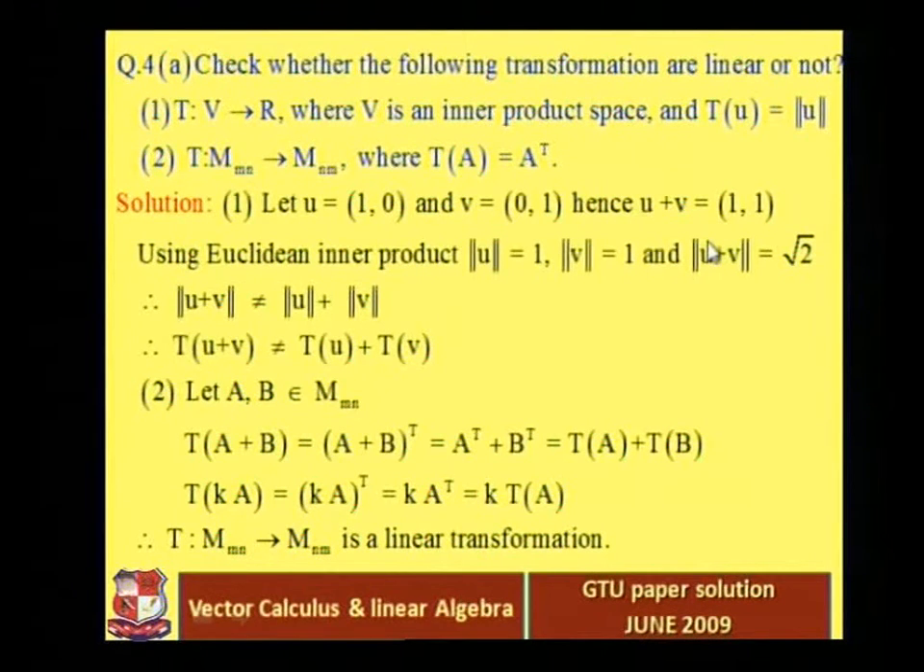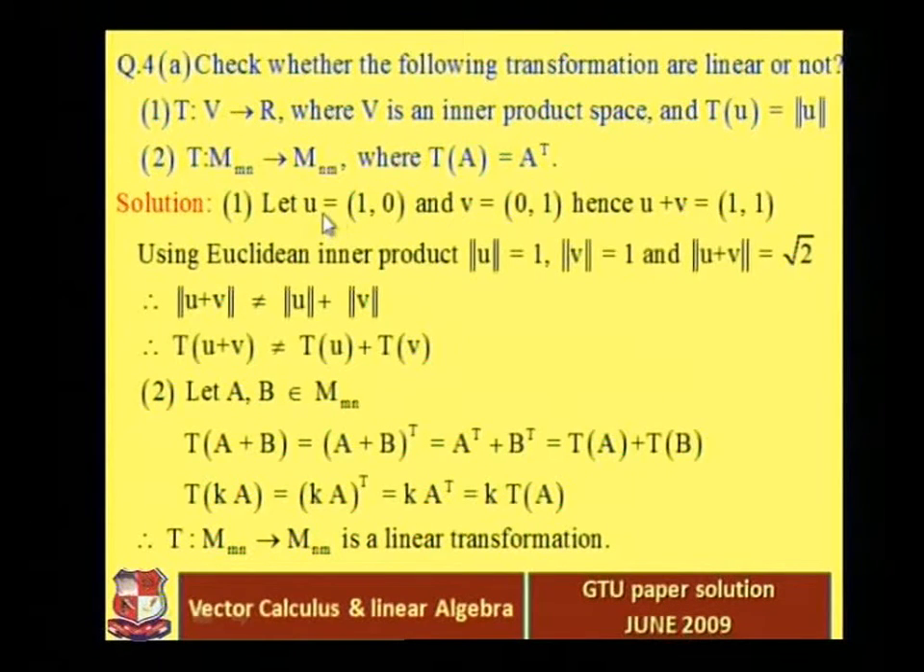The first one is T of U plus V equals T of U plus T of V, the first condition, which must be satisfied for all U, V belonging to V. The second is T of alpha U, where alpha is any scalar, equals alpha times T of U. If these two conditions are satisfied, then we can say that the given transformation is a linear transformation. But the first one is not a linear transformation, and for that I will give you one simple example.